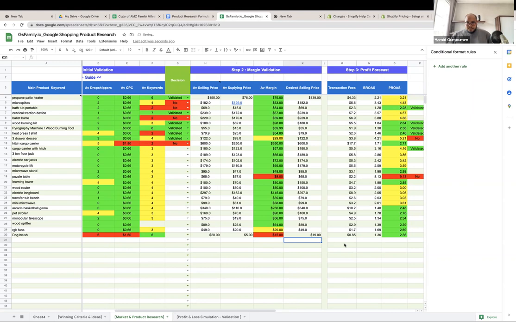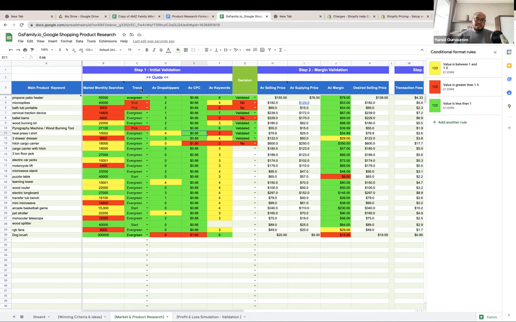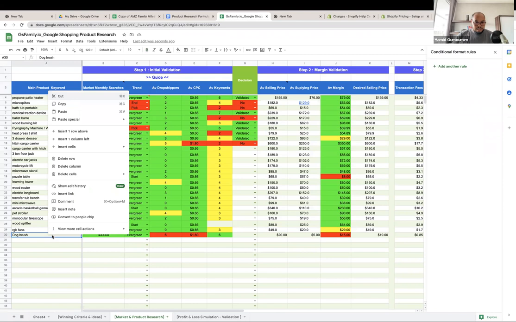So all you need is to put in all this information: market monthly searches, trend, average dropshippers, average CPC, average keywords, and the decision is for me now. The average selling price, average supplying price, and the average margin will be calculated automatically. And the keywords: when you find these products, you need to add a note. Click add the note and type the keywords here, the keywords that we can target.